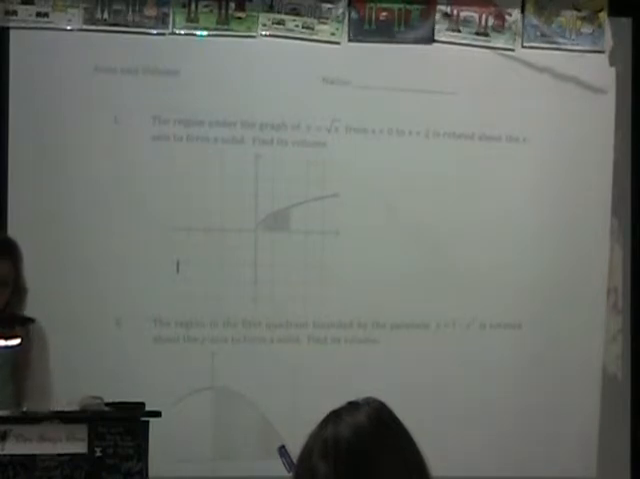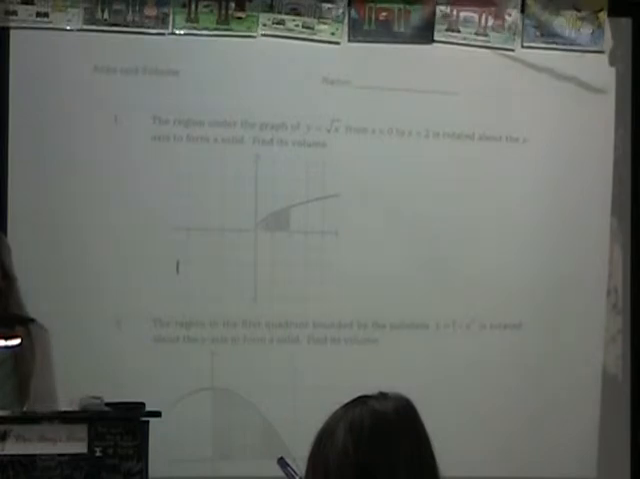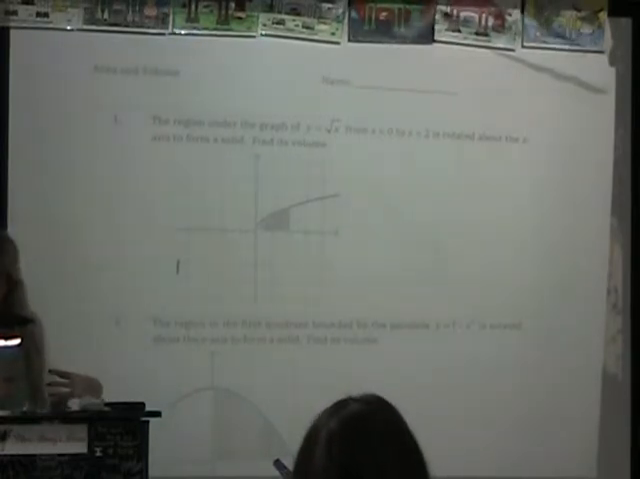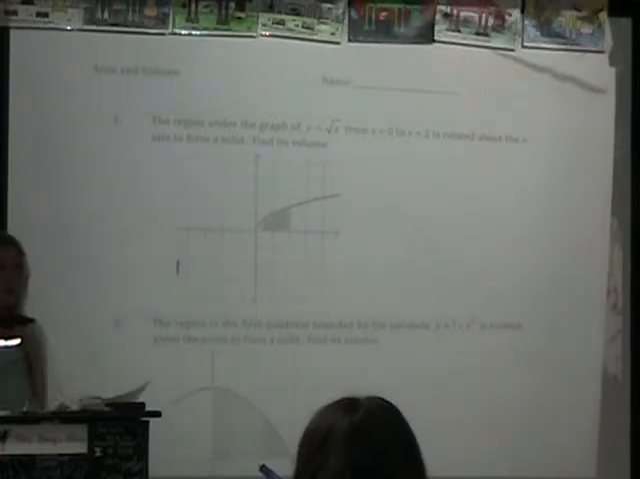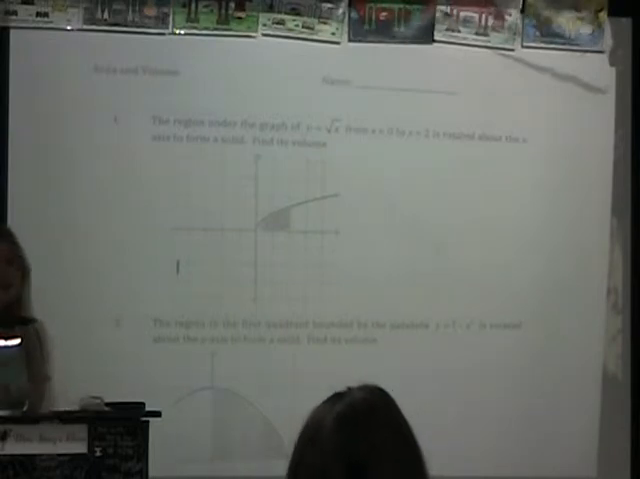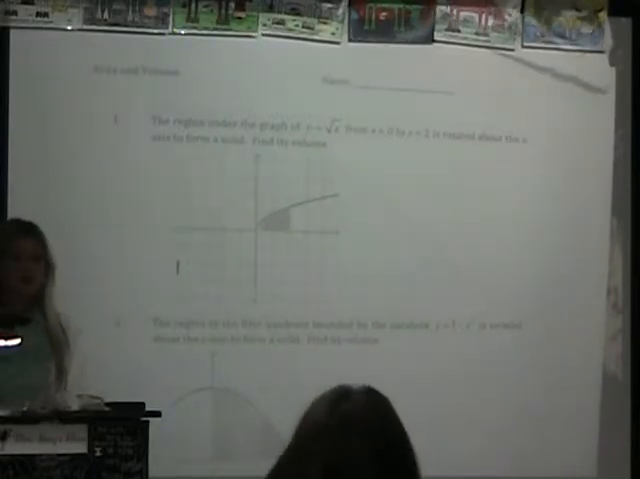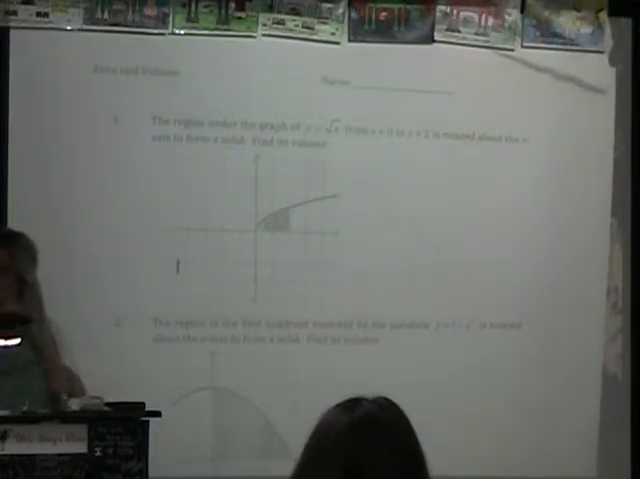Look at number 1. Number 1 says the region under the graph y equals square root of x from x equals 0 to 2 is rotated about the x-axis to form a solid. Find its volume. So now we don't have to go through all of these steps for each of these problems. The purpose of this sheet is to show you where the formula comes from, okay? Now, all you have to really remember is that we're integrating pi r squared h, where h is dx if we rotate around the x-axis, it's dy if we go around the y-axis, okay?